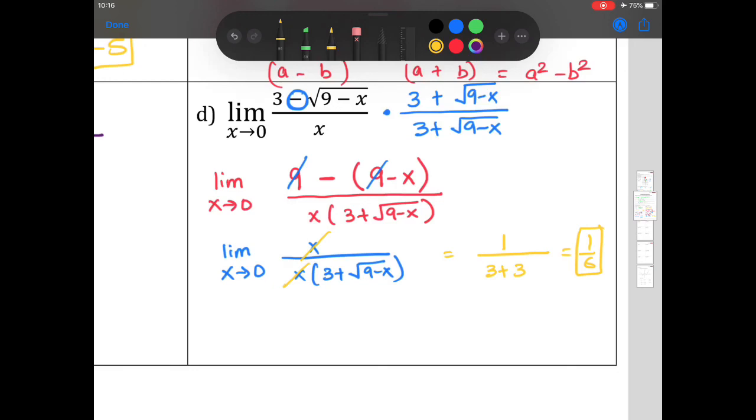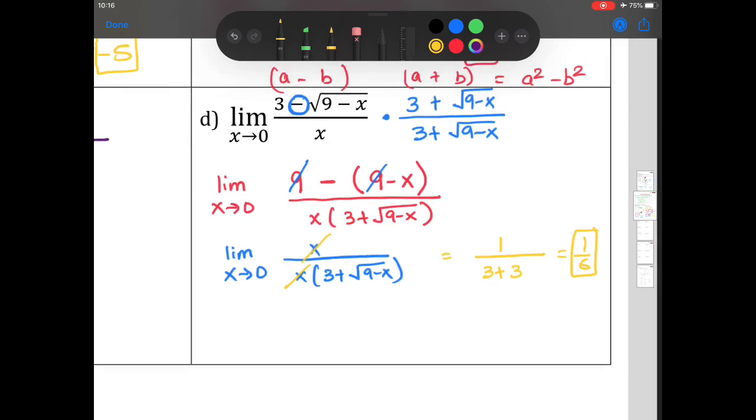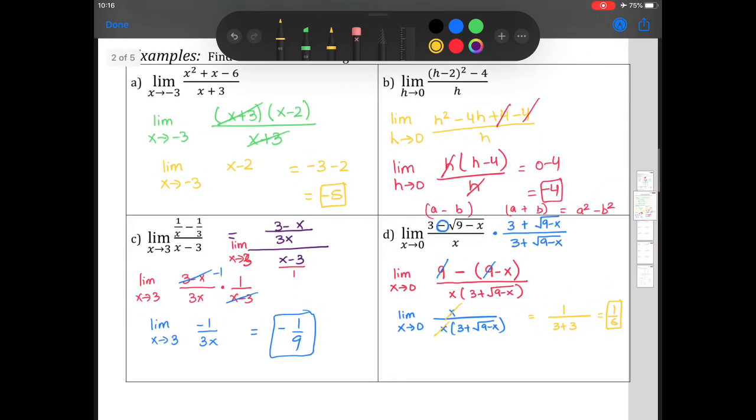So that is your answer. This is how you do each of the four kinds of questions. When direct substitution doesn't work, what can you do? Simplify, factor, or rationalize, and then you do direct substitution in the end and find your limit. So finish up the problem set.